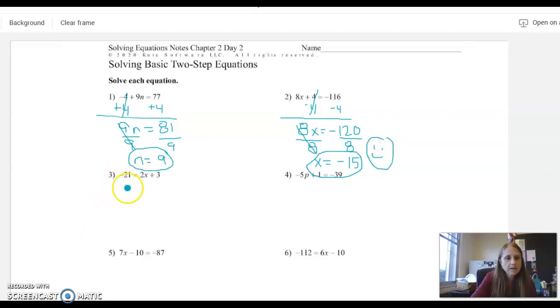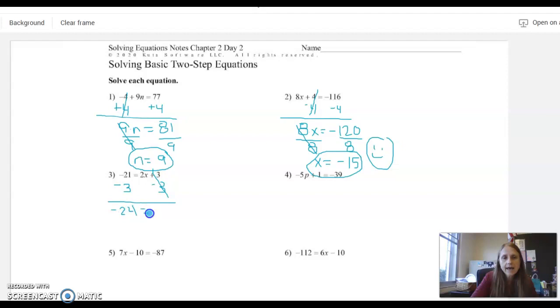All right, same thing on this guy. X is not alone, right? I want to get rid of the plus 3. So to get rid of a plus 3, I would subtract 3 on both sides. The 3 minus 3 cancels. -21 minus 3 would be -24.